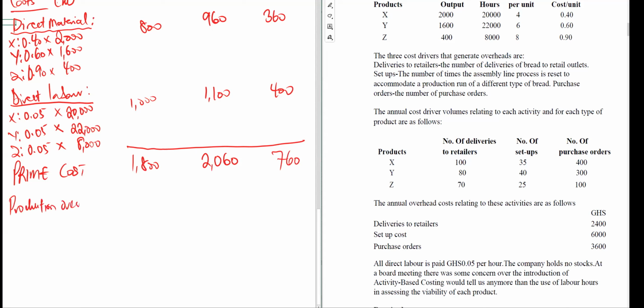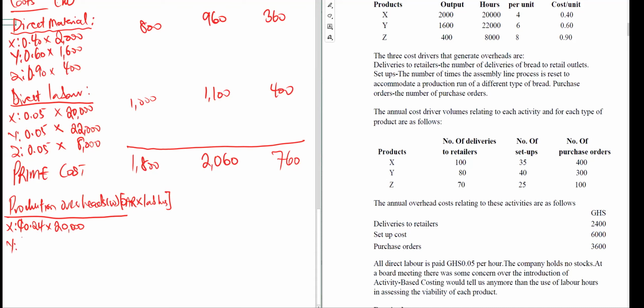Now the overheads, we have already worked out the overhead absorption rate, right? So this is literally the OAR times the labor hours, because the OAR was measured in labor hours. So when we come to production overhead, all of them were measured in labor hours. So we have 0.24 per hour. Do you remember? How many labor hours were used for X? 20,000 labor hours, right?